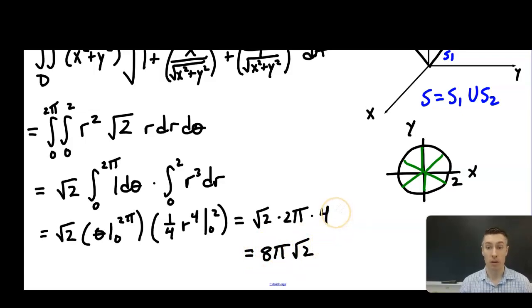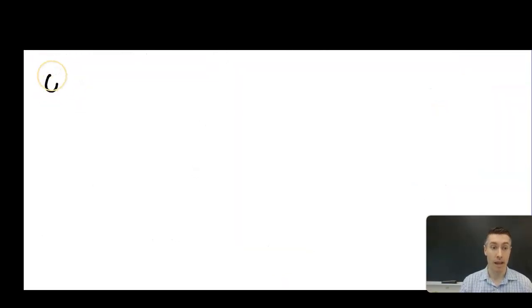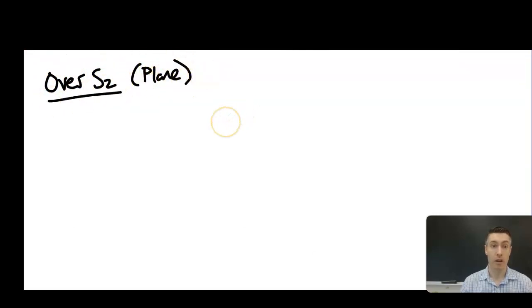Now we need to go over the second part of our surface. So over S2, which is the plane. Now S2, since we're on a plane, that surface is two-dimensional. So in this instance, dS is going to be equivalent to dA. We don't have to find any scale factor that makes those two equivalent because our surface is already two-dimensional.